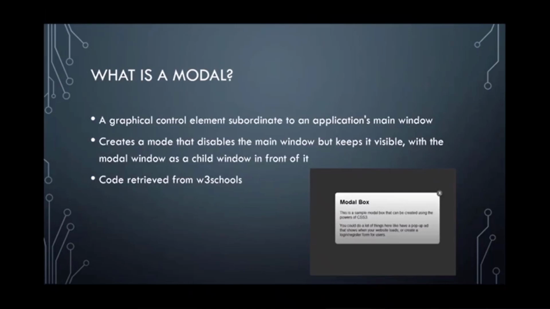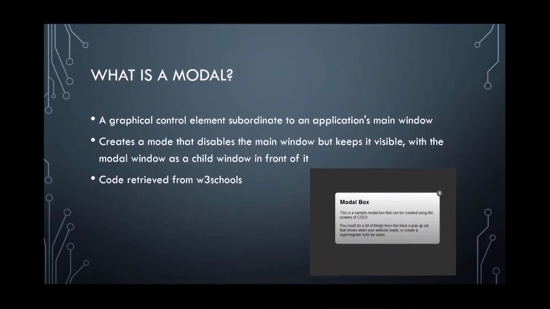So instead of like an ad pop-up window, it just gives, as you can see in the screenshot here, a smaller window within the overall window that you're in to give your information needed, and then you easily X out of it, staying within the same window and having easier navigation overall. So this explains that it creates a mode that disables the main window, but keeps it visible with a modal window as a child window in front of it. I like that. It's like a parent window and a child window.